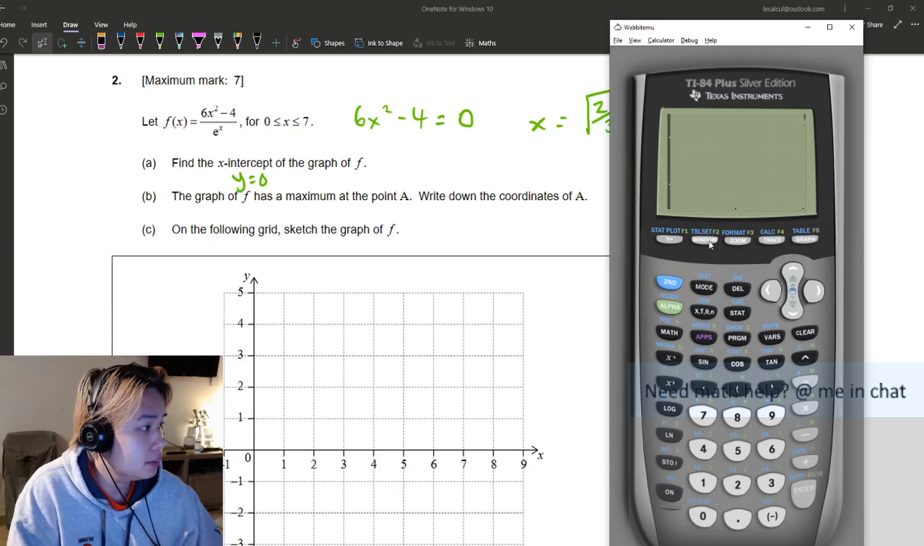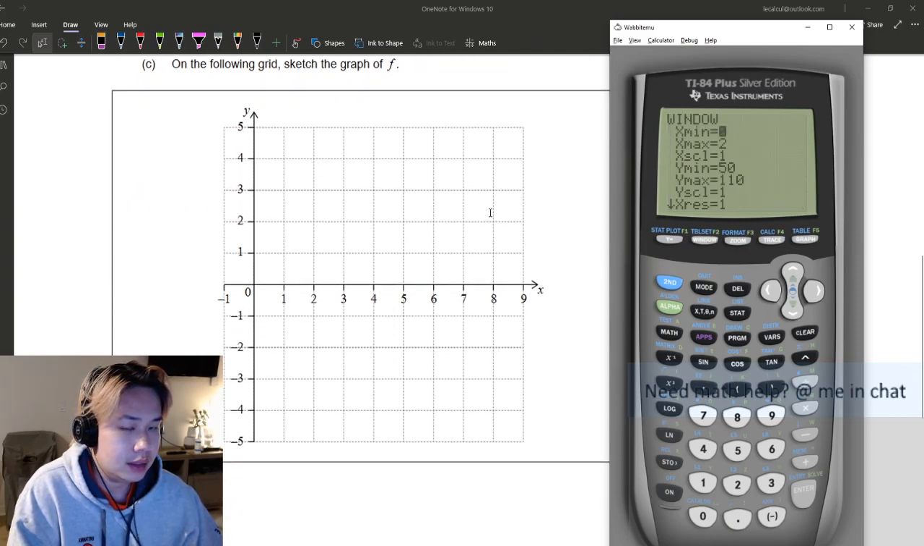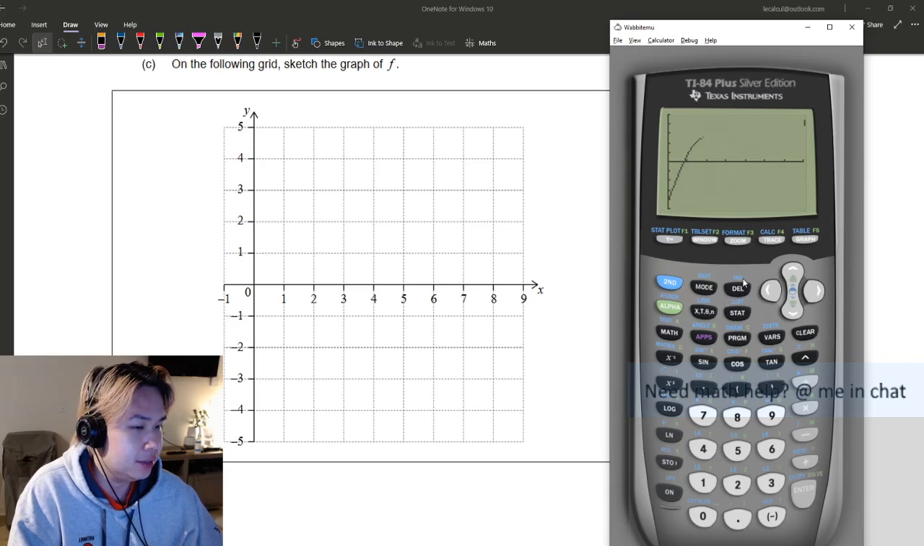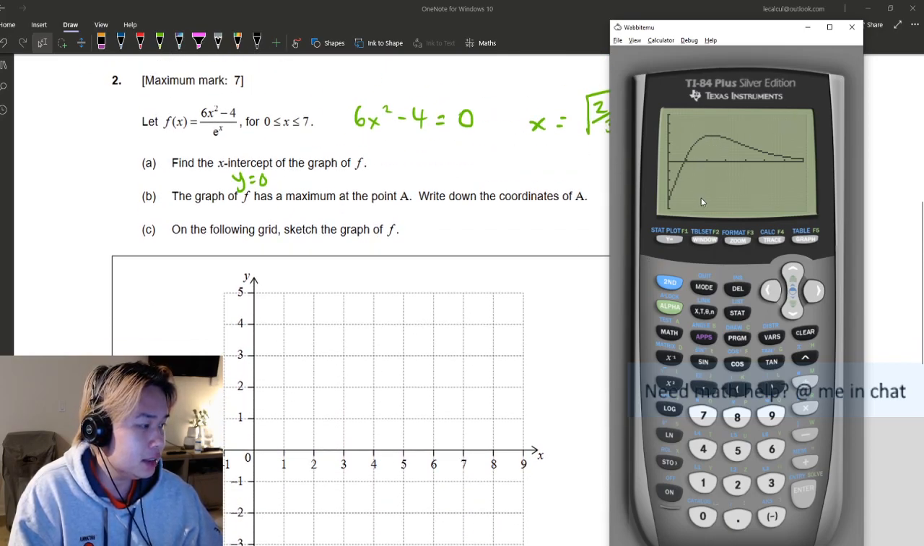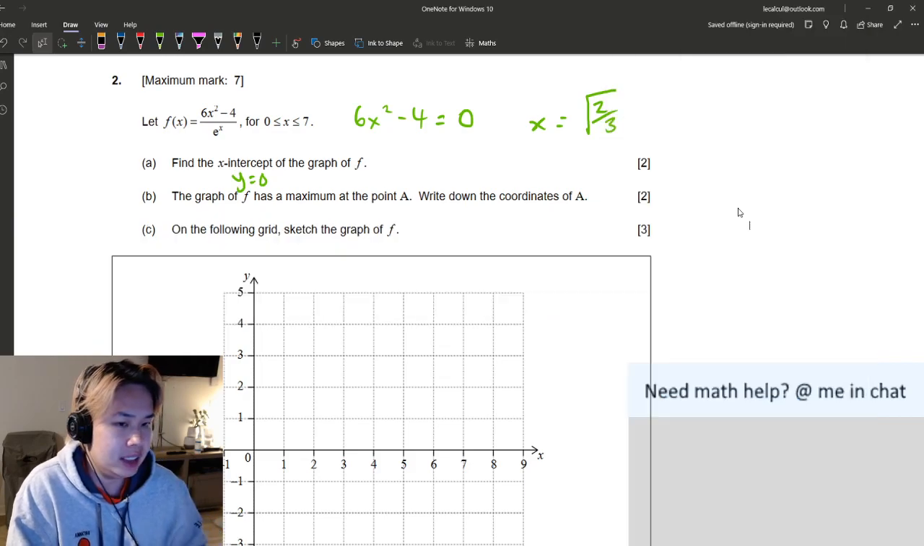Oh, my window's weird. Okay, I'm gonna change the window so that it fits the window that they gave me on the grid. So x minimum is 0, x maximum is 7, y minimum is negative 5, y maximum is 5. So here we are. So like I said, we don't need to optimize using calculus because you can just calculate a maximum. Okay, and then according to TI-84, move your cursor to the left of the maximum, the right of the maximum, and then move your cursor close to the maximum. So here we are, 2.29 and 2.78.